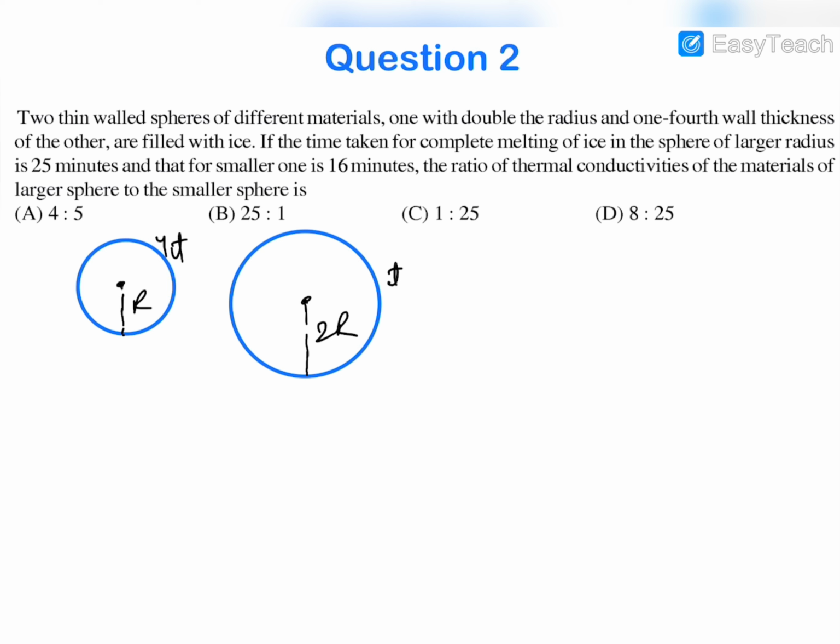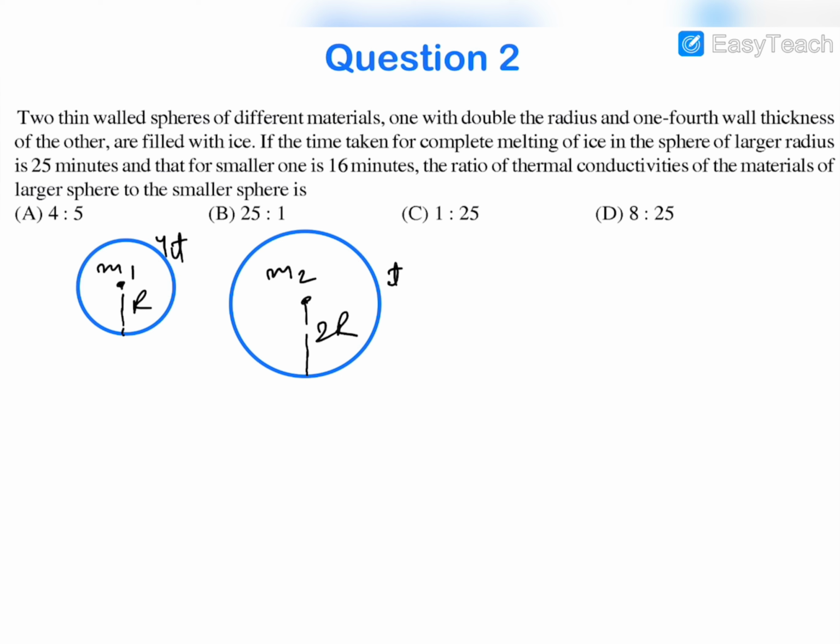If the time taken for complete melting of the ice in the sphere of larger radius is 25 minutes and of the smaller radius is 16 minutes, then the ratio of thermal conductivities will be. See, we know that the mass of ice would also be different because ice is completely filled and therefore the volume is different inside the sphere, so mass would also be different.